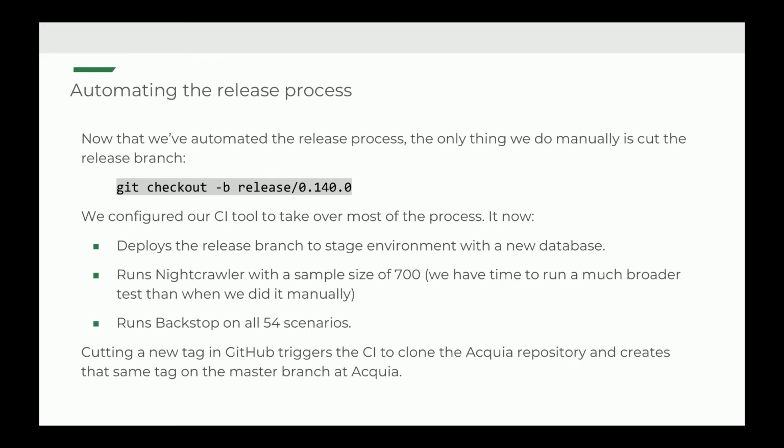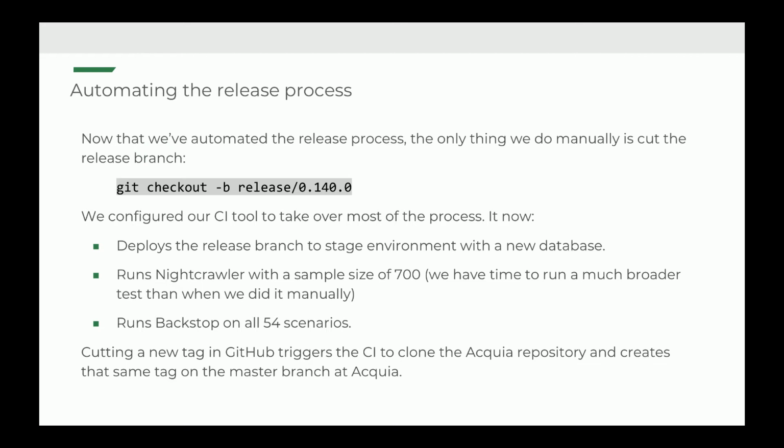We configured the CI tool to deploy. So as soon as our CI tool would get the branch and push it to Acquia, it would start running our BHAT and our PHP units and the Drupal test traits. Then it would ask us, do we want to deploy to stage? And we'd just say, yes, please, deploy. And it would deploy the release branch to stage, and then with the new database, which was great, and I didn't have to type anything. And then it would run the Nightcrawler and then run the backstop in parallel. So it was doing these set tasks all by itself.